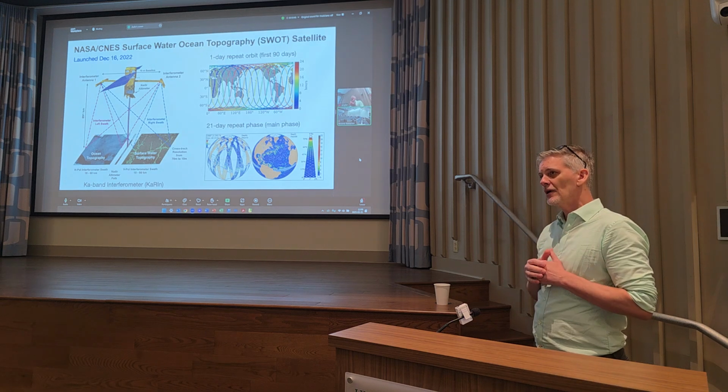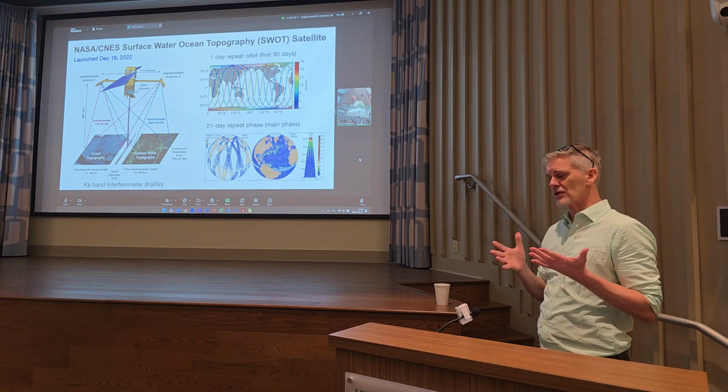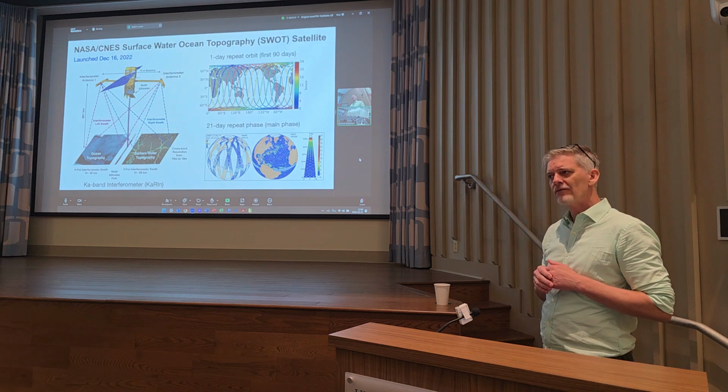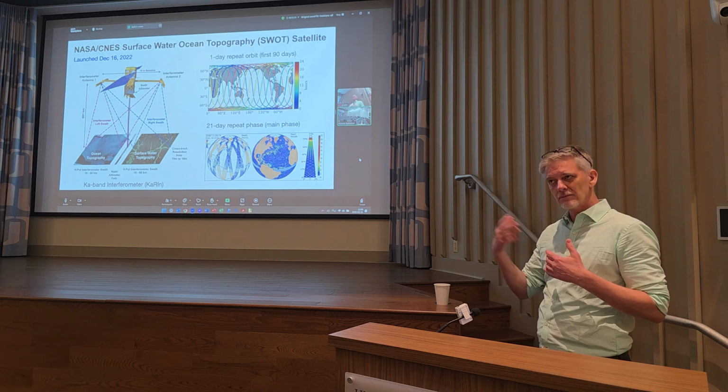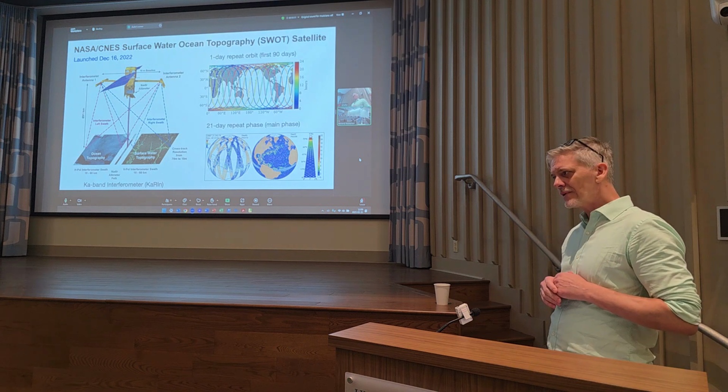And when you remap to make a field of SSH for the ocean, sea surface height, you end up with an effective resolution of maybe 50 to 100 kilometers. There are multiple traditional altimeters right now, so you can get something like that.